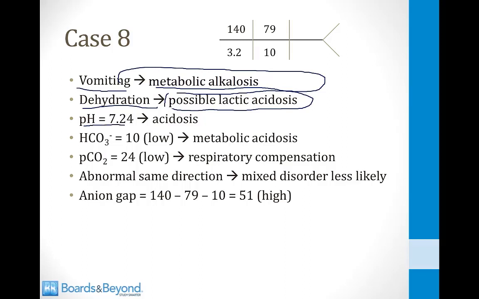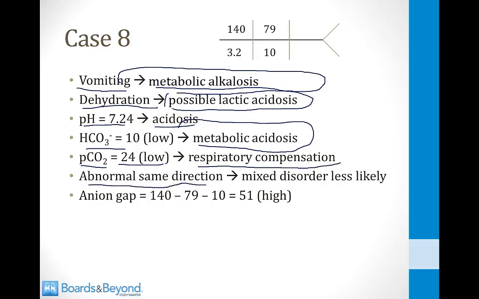The pH is 7.24, so there is an acidosis. The bicarbonate level is low, so there's a metabolic acidosis. PCO2 is also low at 24, so there is respiratory compensation. Because they're abnormal in the same direction, a mixed metabolic and respiratory disorder is less likely. The anion gap is 140 minus 79 minus 10, which is 51, which is very high. So we have an anion gap metabolic acidosis.